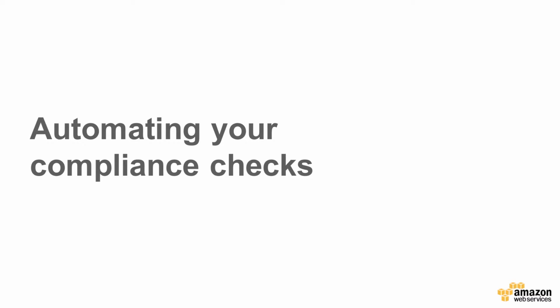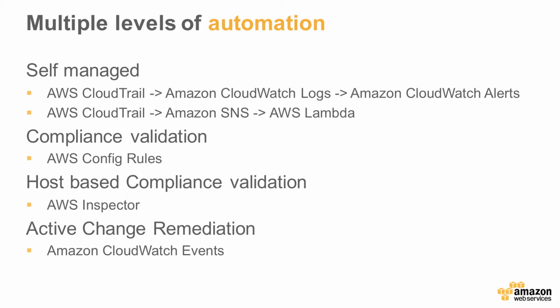So how do you automate the compliance check? Once you have all this data, what do you do with that, right? So we talked about self-managed, that's the first one. You can do the CloudWatch alerts we talked about there. You can also use Lambda. You could also use AWS Config rules, but we'll talk about that shortly. And Inspector also, time permitting, that can do some of the host-based compliance detection and remediation. We'll also get into CloudWatch Events.